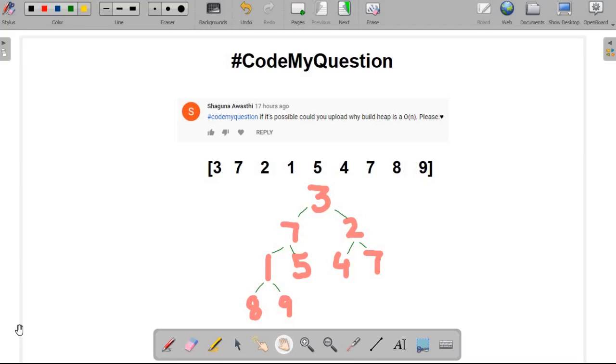So a few days back I uploaded a video on heaps where I mentioned building a heap in just order of n, which is linear time. So in this video I will be explaining how we can build a heap in order of n.